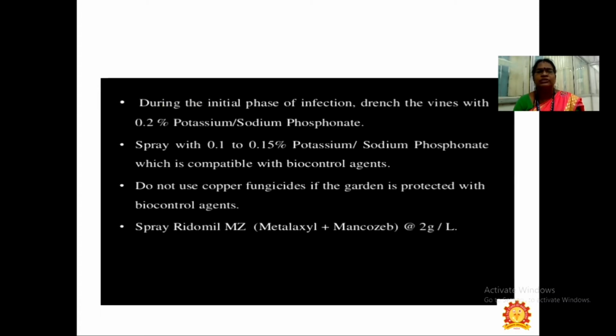During the initial phase of infection, drench the vines with 0.2% potassium or sodium phosphonate. Spray with 0.1% to 0.15% potassium or sodium phosphonate, which is compatible with biocontrol agents. Do not use copper fungicide if the garden is protected with biocontrol agents. Spray Ridomil MZ at 2 grams per liter.